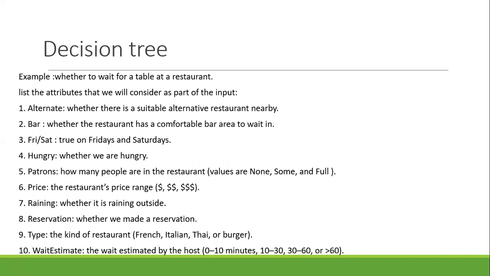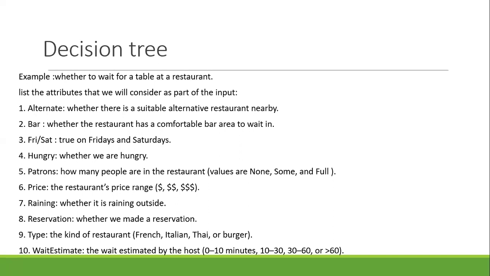For example, whether to wait for a table at a restaurant. This is the query we are going to give to a machine. For taking the decision, the machine considers a list of attributes as part of the input. So first, the question is whether to wait for a table at a restaurant.